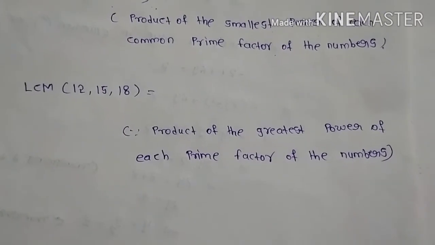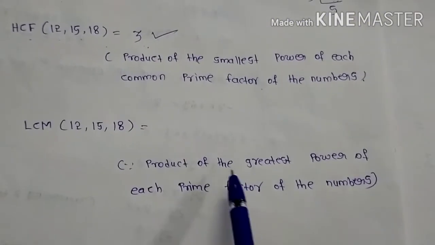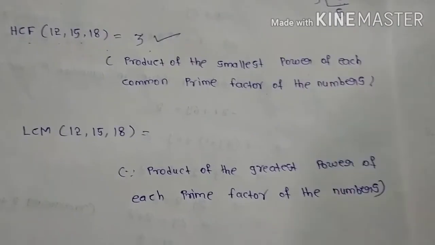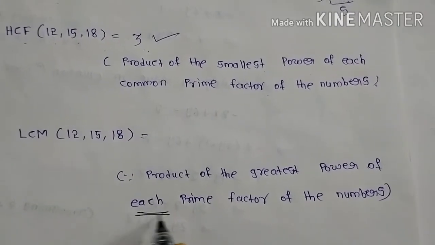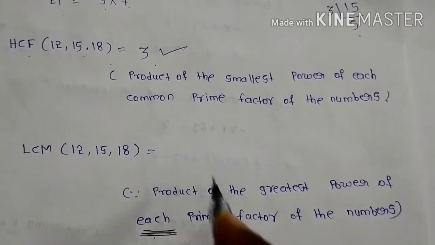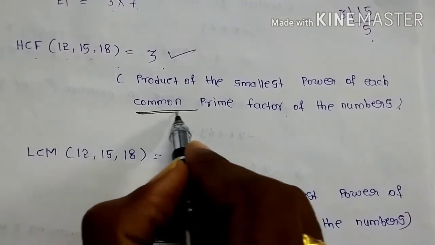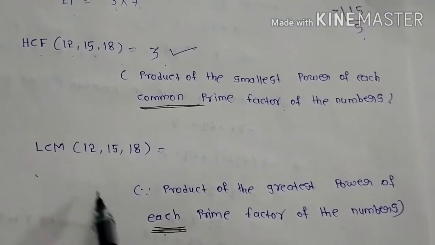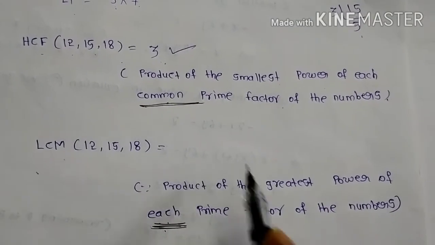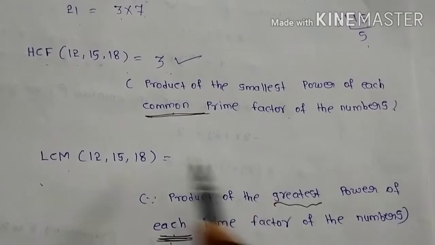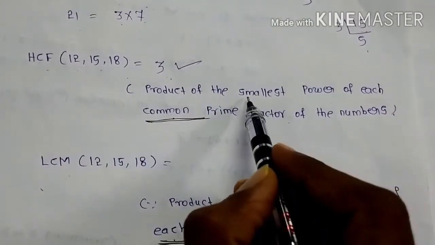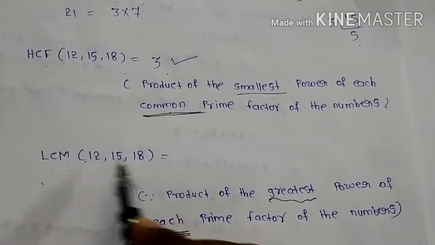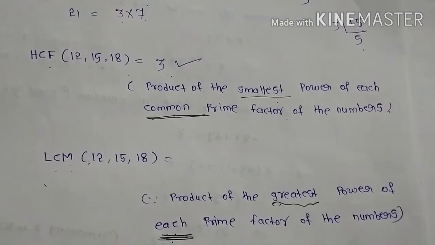LCM, how can you check? The LCM is the product of the greatest power of each prime factor. Each prime factor, you have to remember, each one. But for HCF you have to find the common prime factor. For LCM, each prime factor; for LCM you take the greatest power. For HCF, the highest common factor, you take the smallest power. For the least common multiple, you take the greatest power. I hope you understand this one.